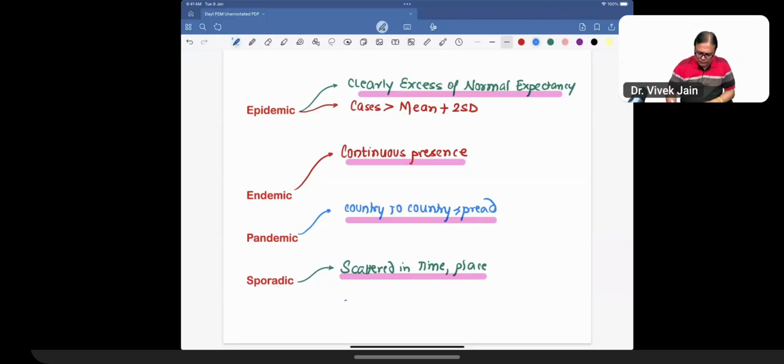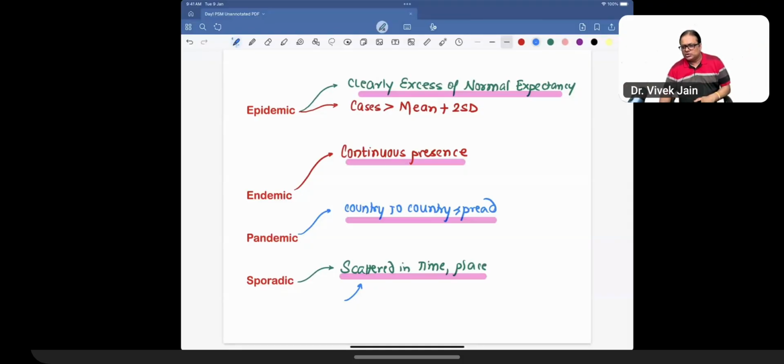Scattered means if you find one case of arsenic poisoning in Delhi today, one in Chennai today, both may not be related to each other. So any type of poisoning, snake bites, scorpion bites, cases which are not related to each other are sporadic occurrence. Even road traffic accident, you are right. One occurs in North India today, one in South, they are not related to each other.